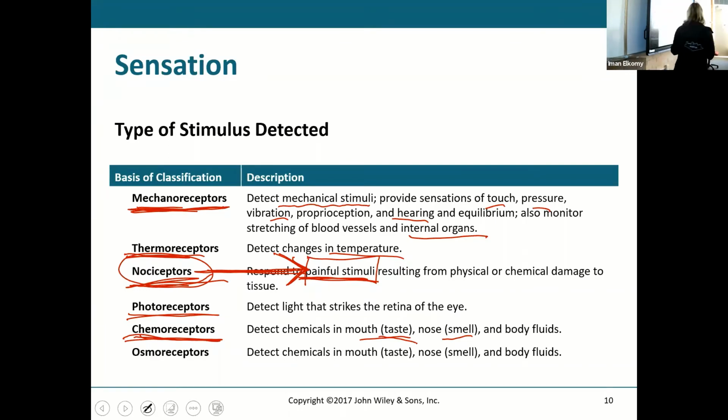That's crazy. Okay, and then we have osmoreceptors. Those are the ones that are going to detect different changes in osmolarity. Yeah, and that is like in your body fluids. Also, you'll have some in your nose and your mouth, but those are the ones that are going to check.